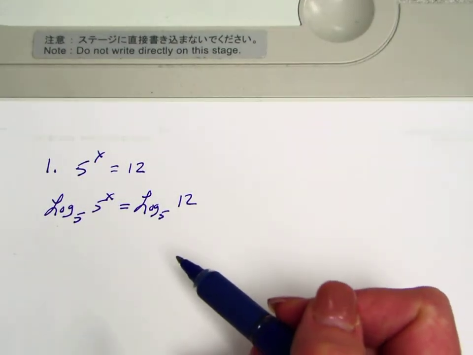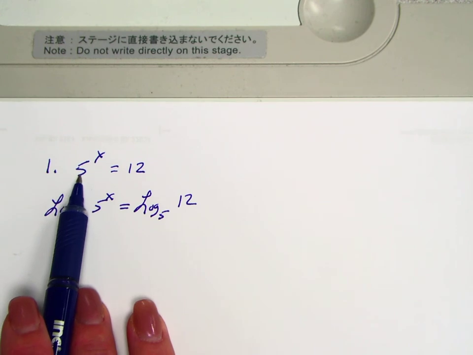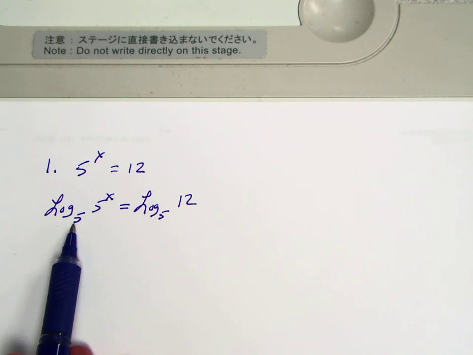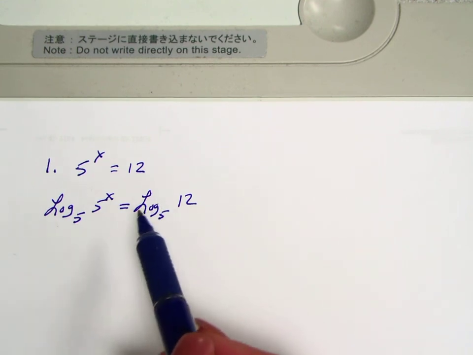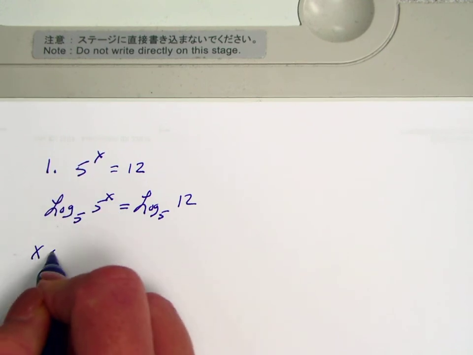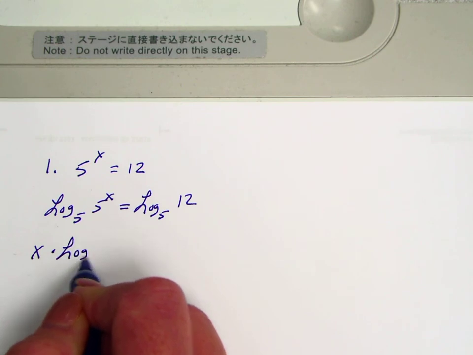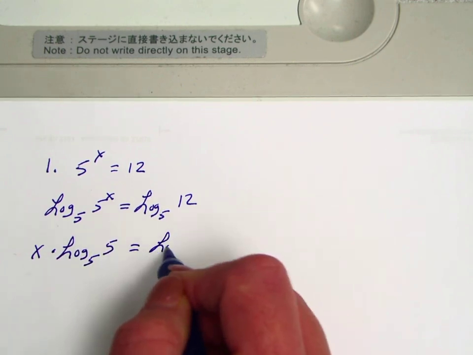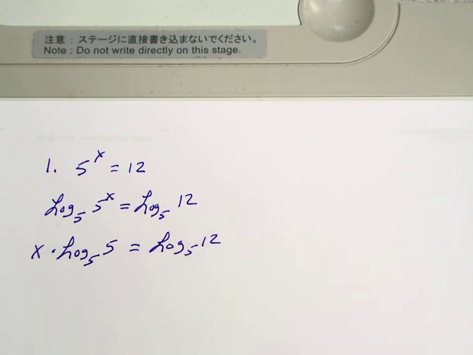All right, so we good with that? So you have a base 5. So to get rid of the base of 5, you have to take the log of that base. So then we're going to use the power rule. So the power rule says that we take this exponent of the log and it brings it to the front. So now we have x times the log of base 5 of 5 equals, we have the log of base 5 of 12 over here.